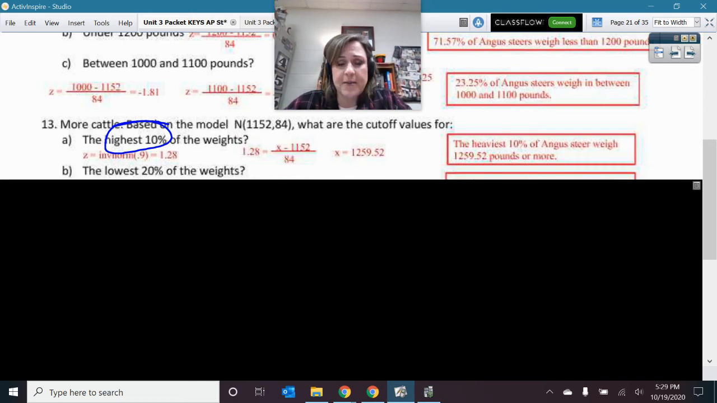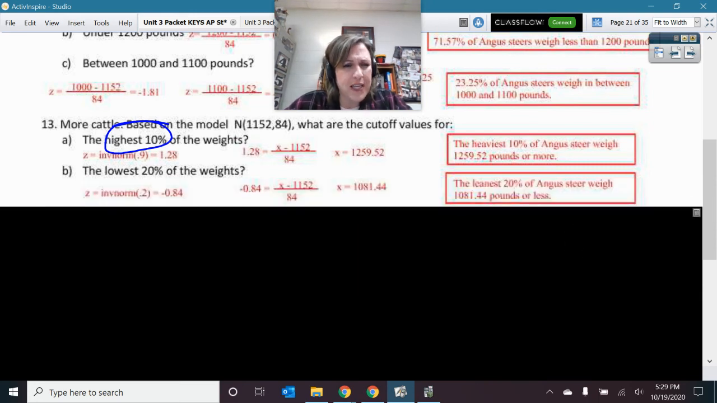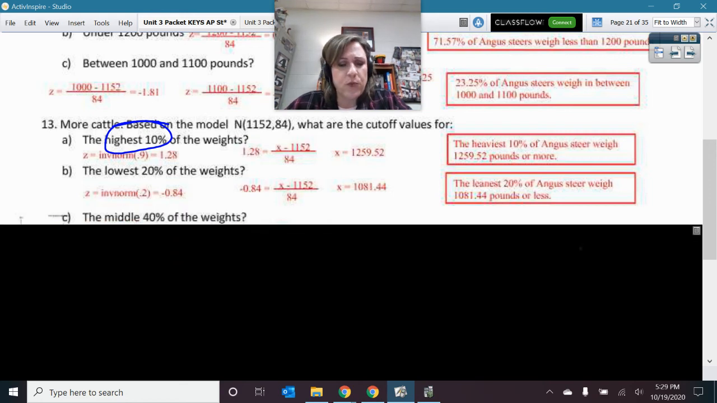Lowest 20%. So inverse norm that 0.20 to get the z at that spot. And then here we set it up to solve for X. The leanest 20% of Angus weighed 1081.44.